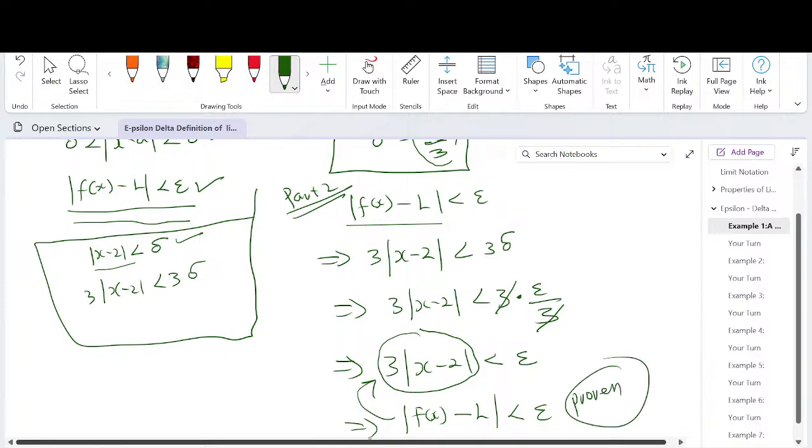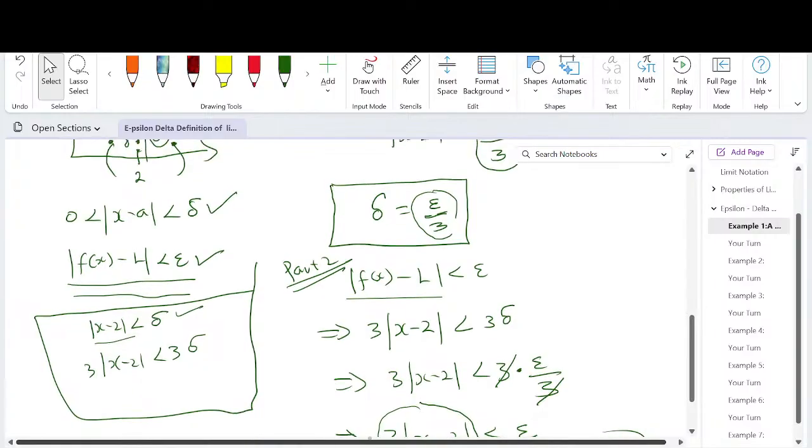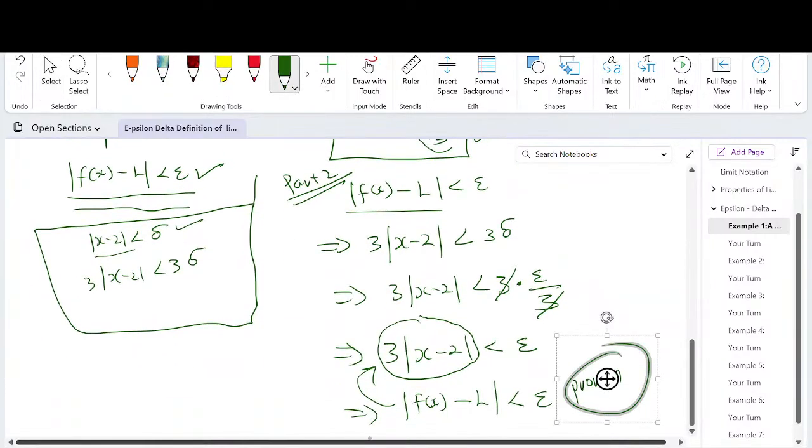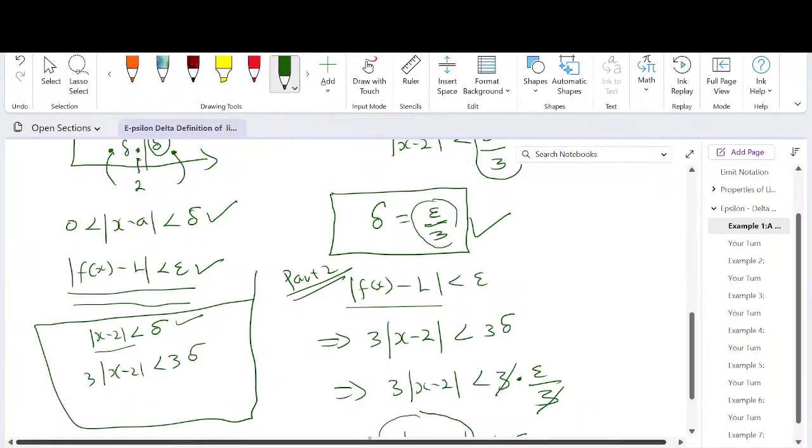So that's it. As I said, some lecturers want to see this, while some lecturers want you to use the value of your delta. Here you can see that we choose delta, because delta can be any value here. So we choose delta to be equal to epsilon over 3.